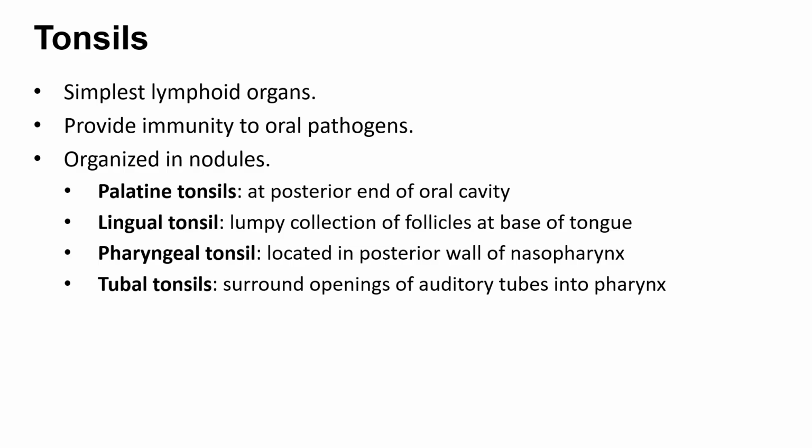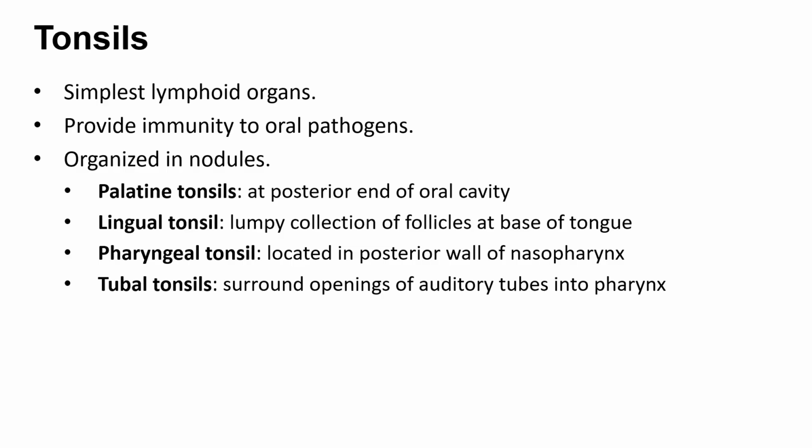Now let's talk about the simplest lymphoid organs, which are the tonsils, okay? These organs play an important role in protecting us from infections, especially those that enter through the mouth or the nose. Excuse me. Tonsils are organized into nodules, which are just clusters of immune cells that can help defend against pathogens, especially oral pathogen germs that you might breathe in or you might swallow.